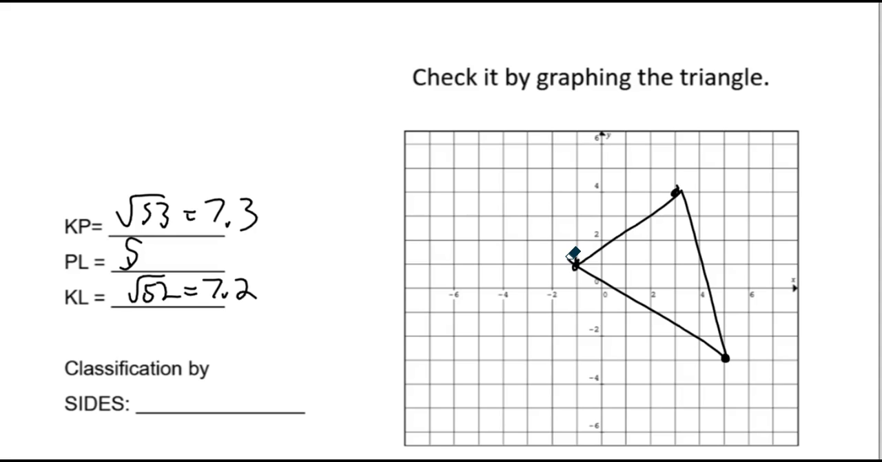Now, it looks like it could be scalene. It looks like the two sides are very similar. 5, negative 3, that's my K. This is my P. That's my L. And KP and KL look pretty close. But remember, this is 7.2, 7.3, and 5. So that is scalene. Okay, even though it's close, we call it scalene. And that's it.